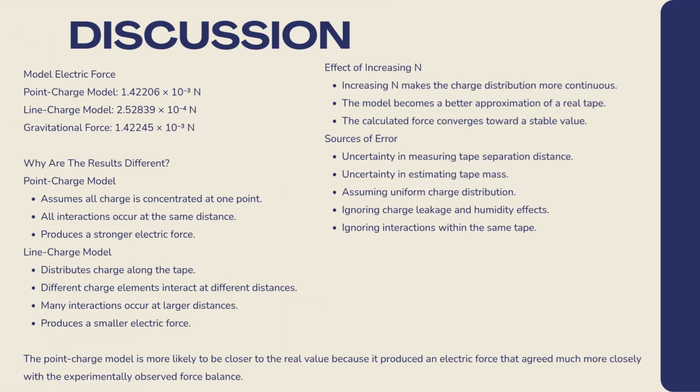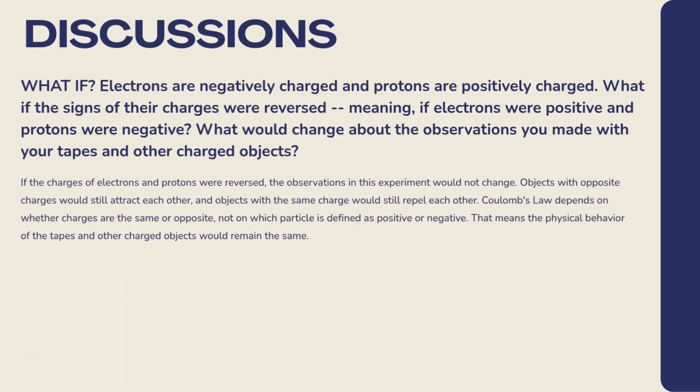The two models gave different results because they used different assumptions. The point charge model concentrated all charge at one location, while the line charge model spread the charge across the tape. Possible errors included measurement uncertainty and non-uniform charge distribution.